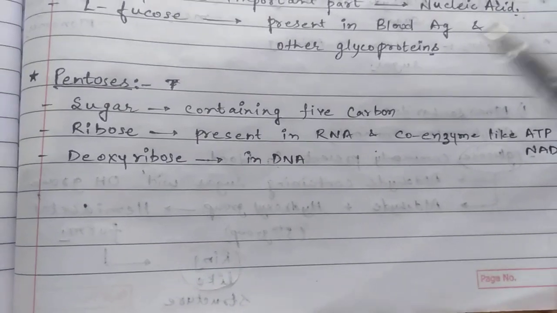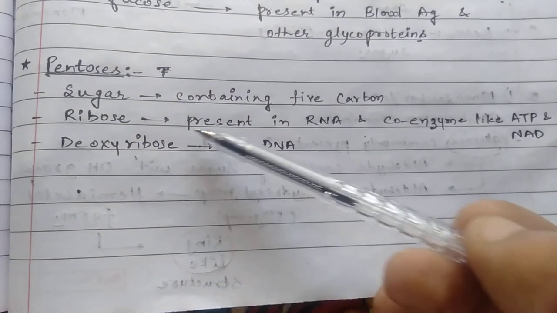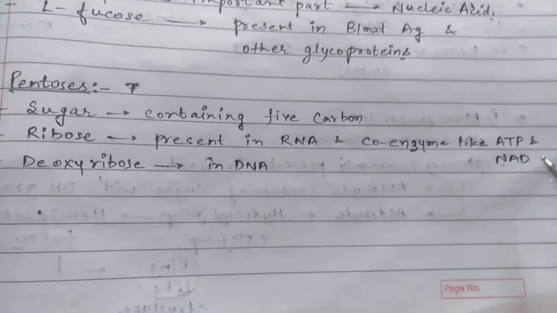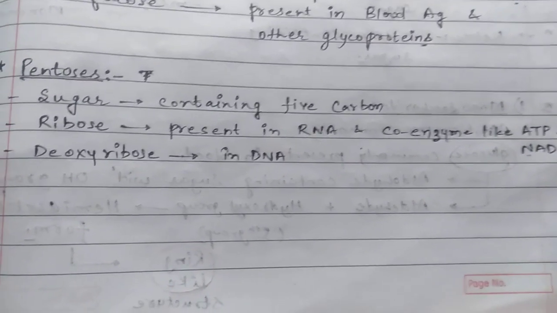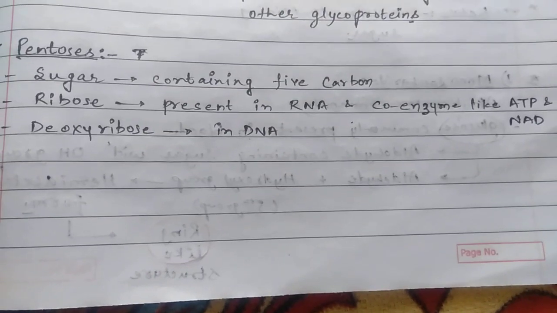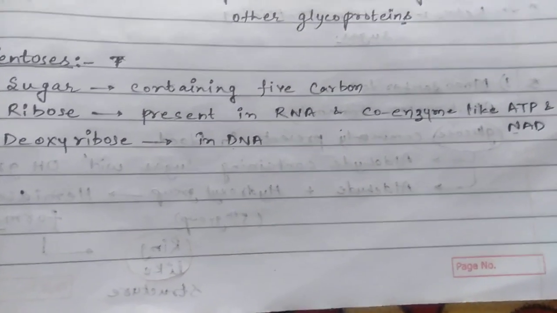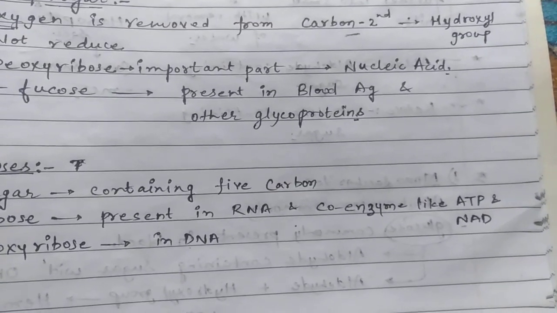Then ribose, you know ribose is present in RNA. Apart from RNA, it is present in ATP as well as in NAD, and deoxyribose sugar is present in DNA. So student, hopefully you have understood about this type of monosaccharide.